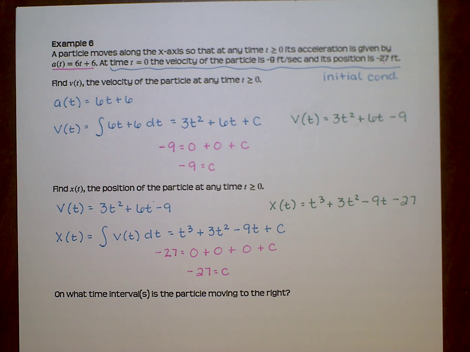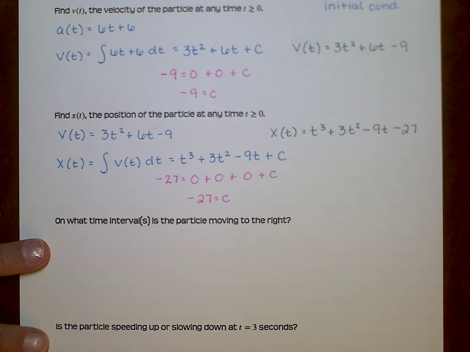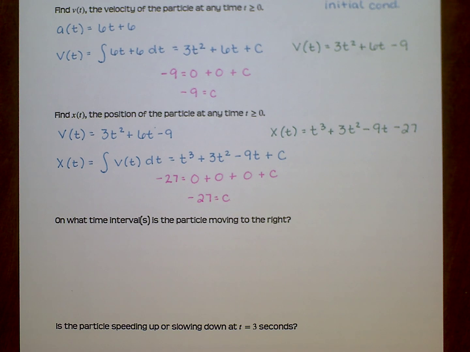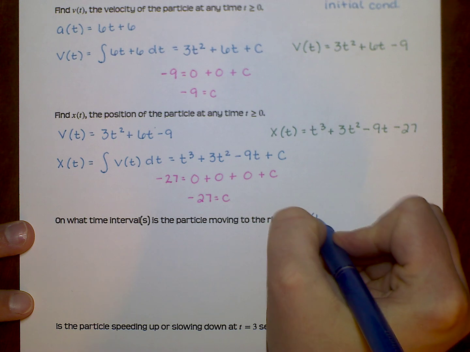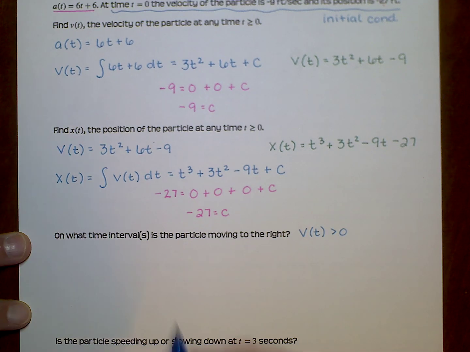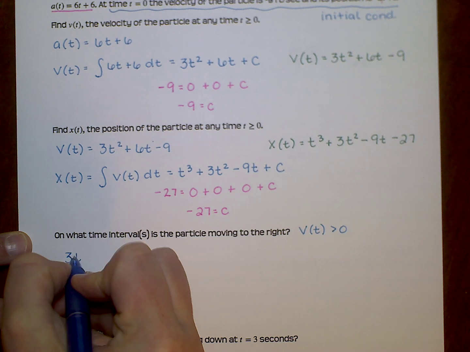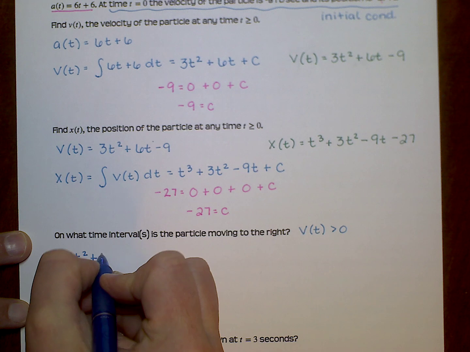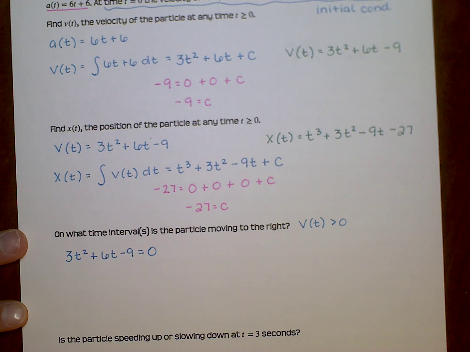Okay. These questions now are all old. All right, these two questions here, you've seen these before. On what time intervals are we moving to the right? The question we want to know here is about the velocity, and I want to know when is the velocity positive? Well, first, to figure that out, I need my critical points, which means I need to know when does my velocity equal 0? So I'm going to take my velocity function, and I'm doing this calculator free, by the way, 3t squared plus 6t minus 9, and I'm going to make this thing equal 0.